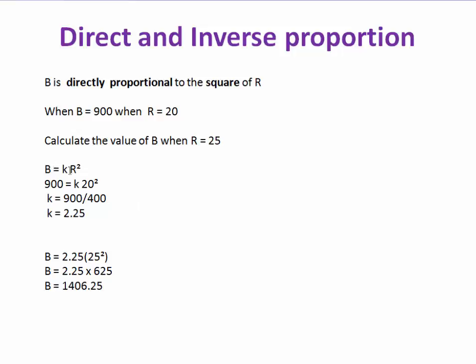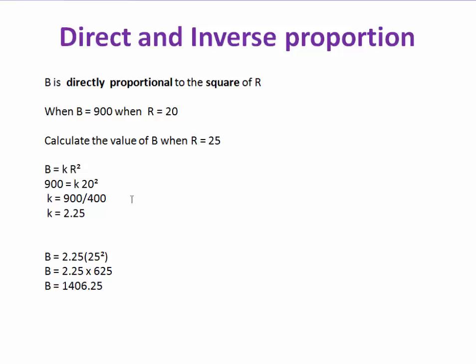So B equals kR squared. Put our values in that we know or we're given. 900 equals k, 20 squared. So remember, this is squared. k equals 900 divided by 400 when we rearrange. So k we work out as 2.25.